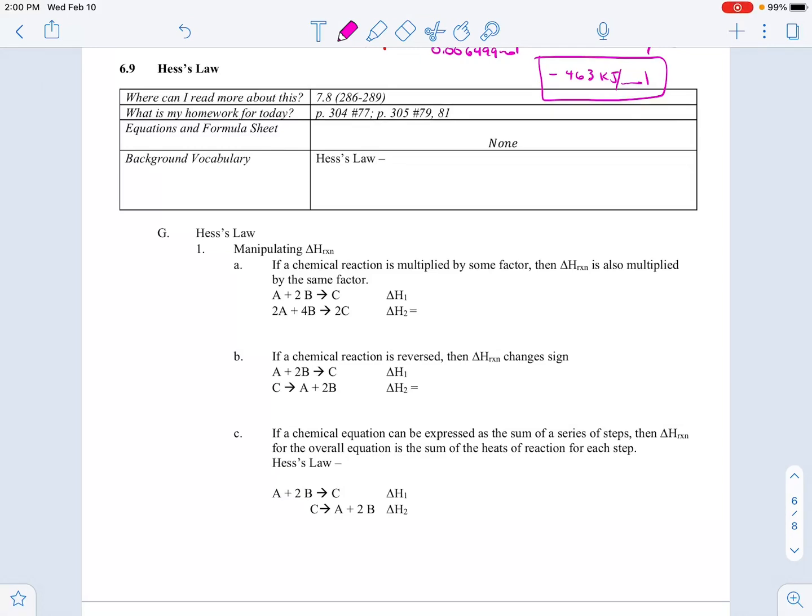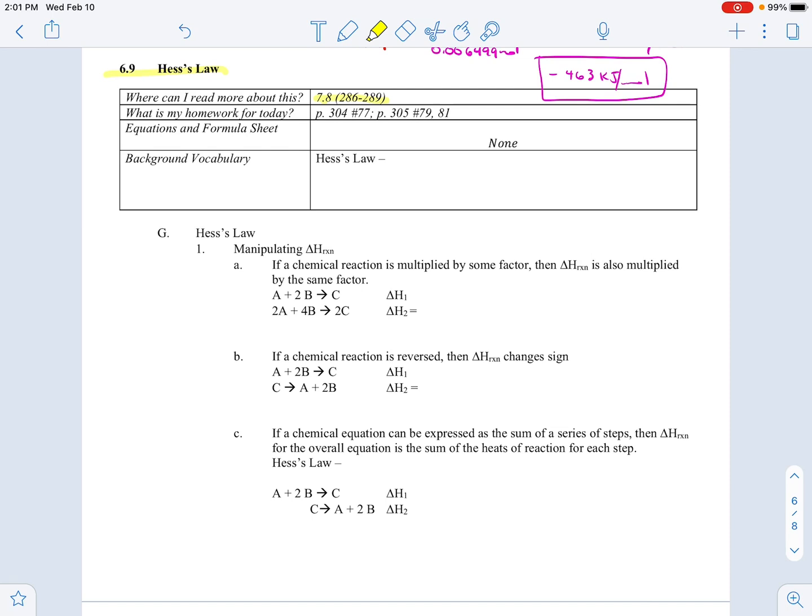Hey students, today we're talking about Hess's law. Hess's law is the law of summation. We'll get to that in just a couple of seconds. Page 7.8, pages 286 through 289, and there is some homework today.